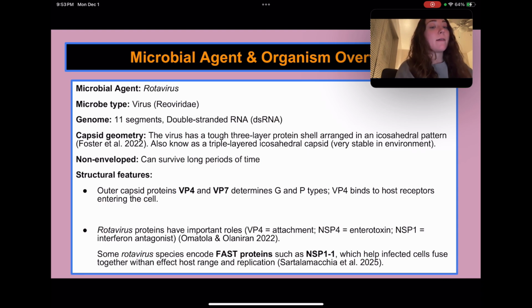Rotavirus proteins have very important roles. VP4 is attachment, NSP4 goes with enterotoxins, and NSP1 is interferon antagonist. I did a little deep dive in some research about Fas proteins. Some rotavirus species encode for Fas proteins, such as NSP1, which help infected cells fuse together within and affect the host range and replication.